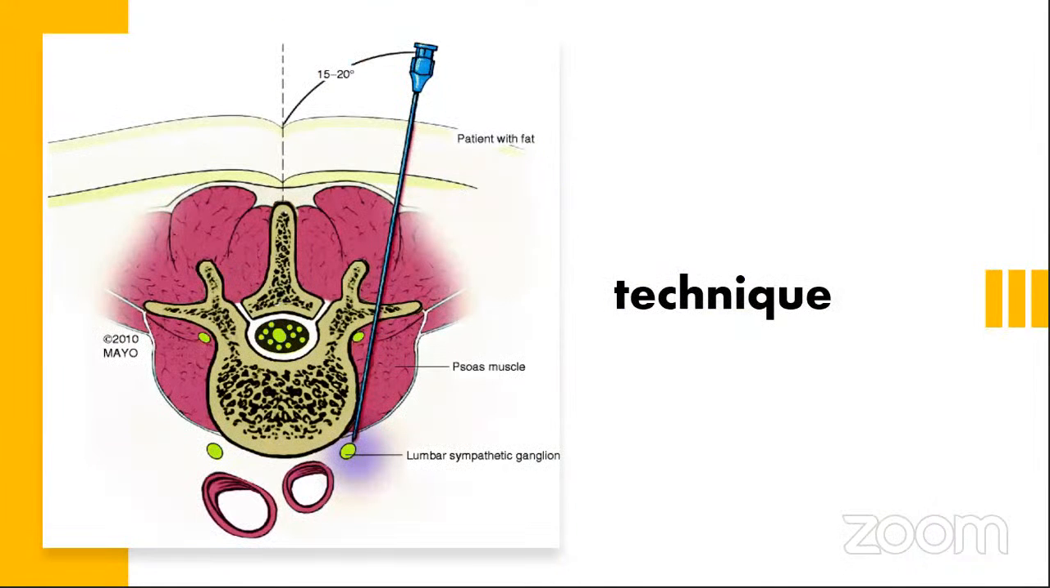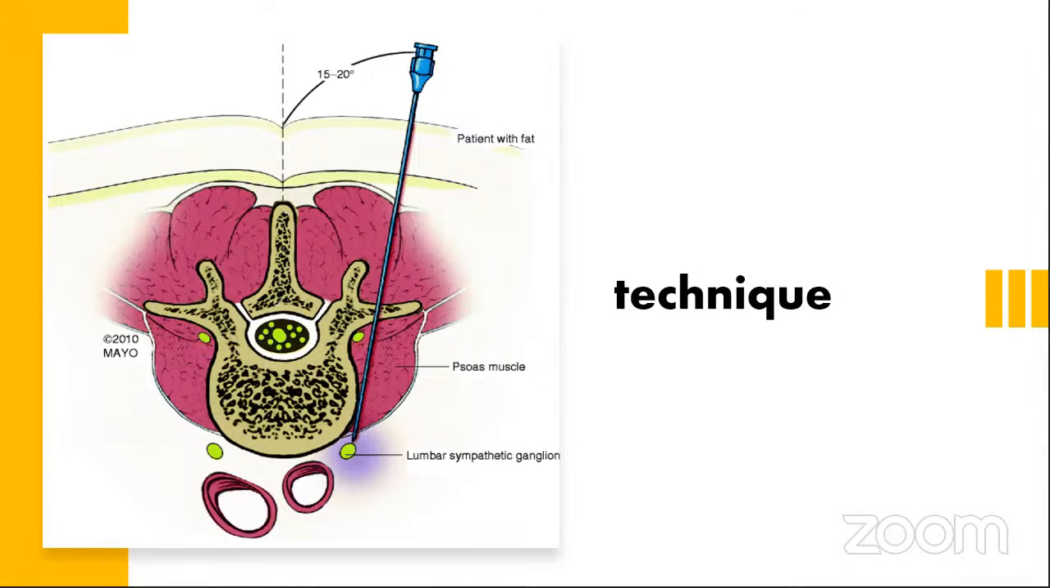So the technique is you make the patient prone, and then you insert the needle around 4 to 5 centimeters. You need to go right across the body, skirt the vertebral body, and then reach the lumbar sympathetic ganglion.